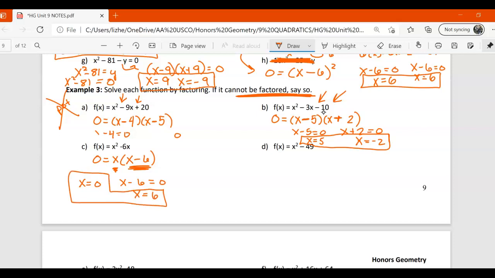This one, D, this is the difference of squares. So you would put in 0, and you would factor this as x minus 7, x plus 7. If you want, you can FOIL that, and you will see that you will end up with x squared minus 49. That is a special factoring pattern. Therefore, x minus 7 is 0, so x is 7. Or x plus 7 is 0, so x is a negative 7.